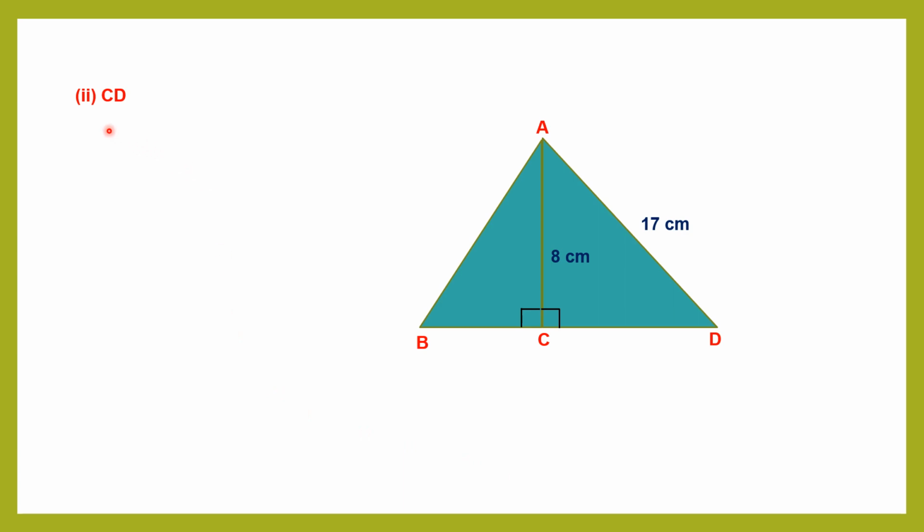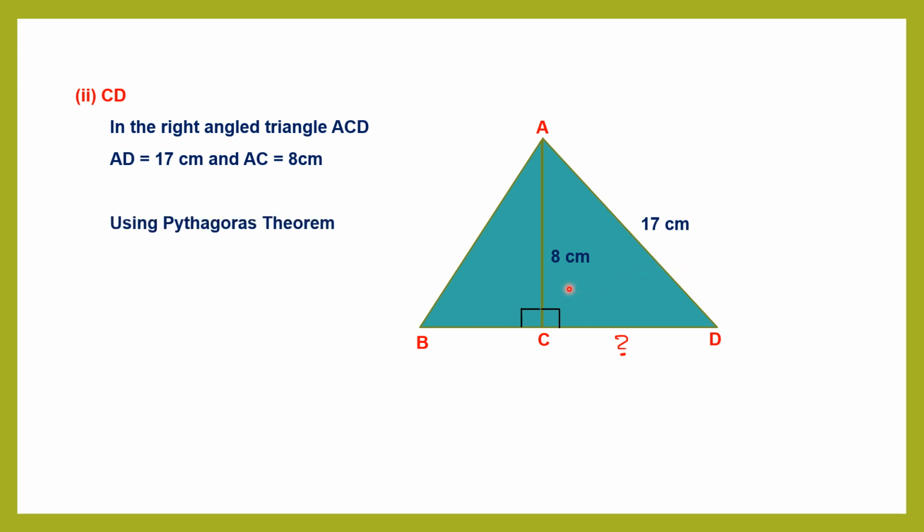Now we have to find the value of CD. So here in this right angle triangle ACD, this time we're going to take this other side, because we have been asked to find CD and we don't know CD. And CD belongs to this triangle which is on this side. So in this right angle triangle, AD is given as 17 centimeters. AC is given to us as 8 centimeters. We're going to use the Pythagoras theorem and find out. Now AD squared, that is the square of the hypotenuse, is equal to the sum of the squares of the other two sides.